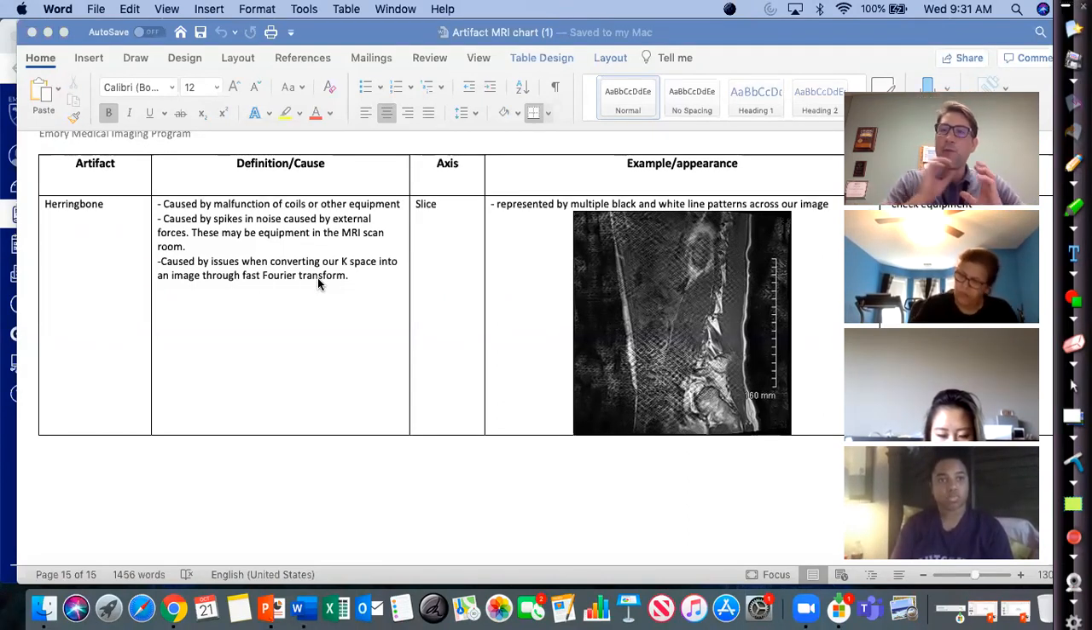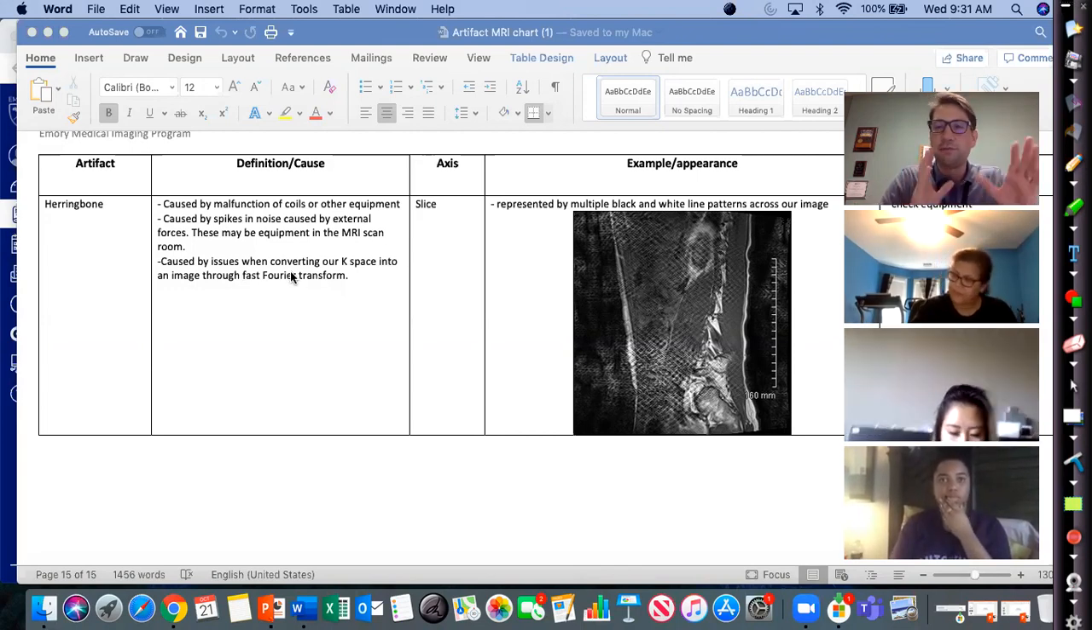Because remember, we collect all this data. All this data goes into K-space first. Remember, we fill every row of K-space. But K-space is not our image. We have to put it through the fast Fourier transformation, kind of like an X-ray, and then an image appears. So there could be an issue with that fast Fourier transformation. So the K-space and the image, something happened, there was a miscommunication between the two. This occurs in our slice direction. So on each slice within the stack, you might get this weird fabric type of appearance or herringbone appearance.